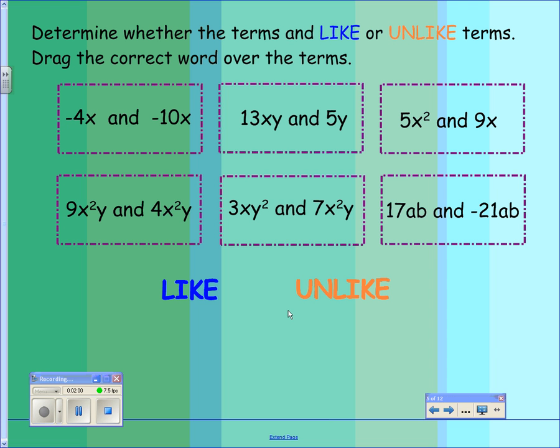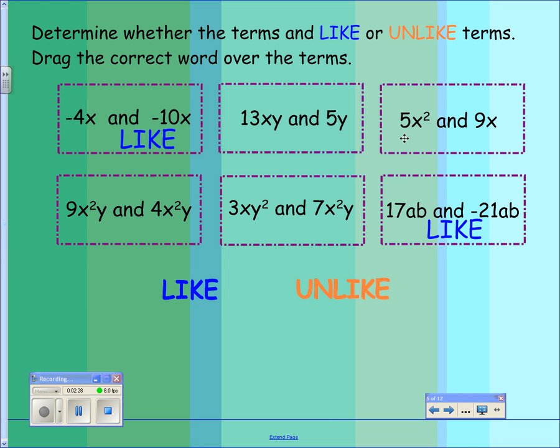Here are some examples of terms, and we're going to decide if they're like or unlike. If I look at this one, we both have numbers, a negative 4 and negative 10, and they each have an x. And both x's are to the first power, so we would say these are like terms. If I look at this one, I've got a 17 and a negative 21. We're good there. We have an a here and an a here, a b here and a b there. So these would be considered like terms.